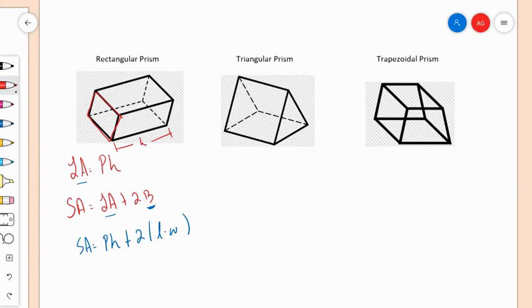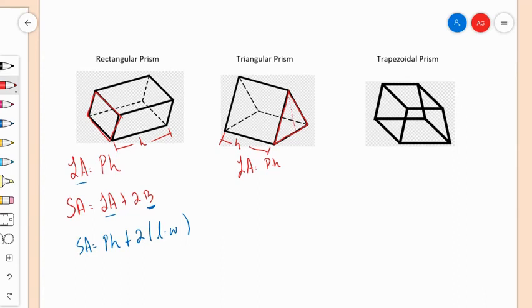For a triangular prism, we have the base as a triangle, and so that's going to change how we write the formula for surface area. For lateral area, it's just perimeter times height. Now, here's one disclaimer. Remember, the height is not the height of the base. It's the height from one base to the other base.